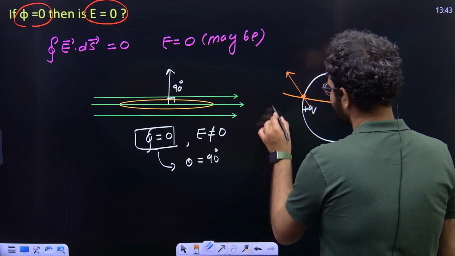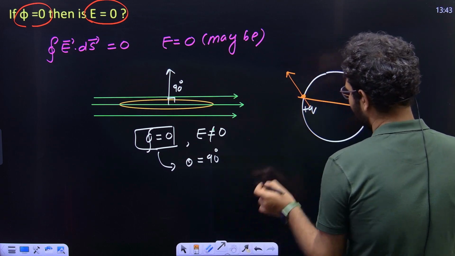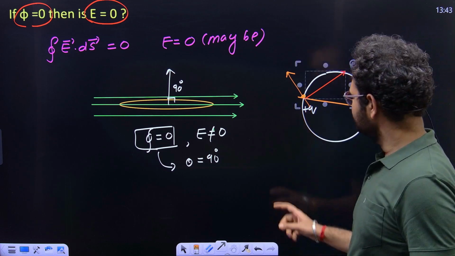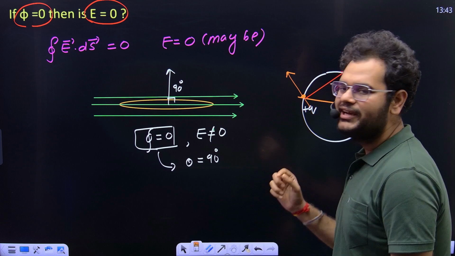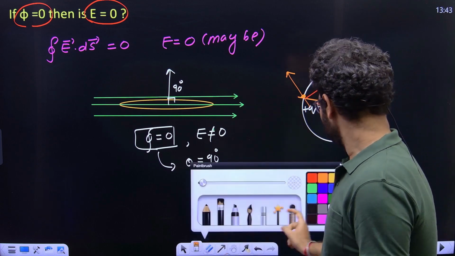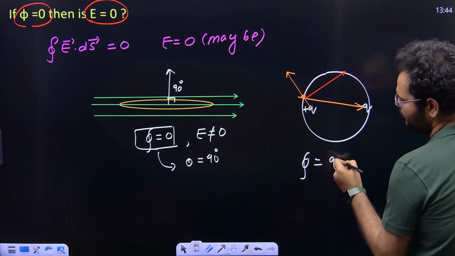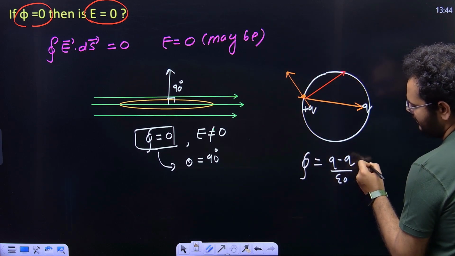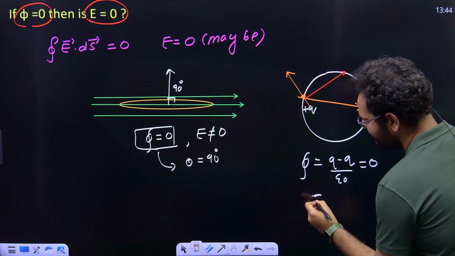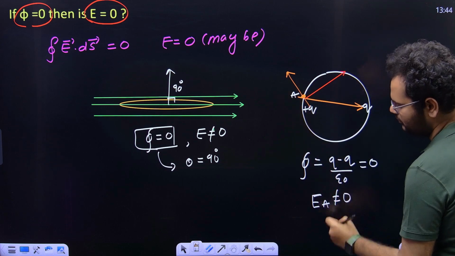If the net field, the resultant, is asked, how will the resultant look? The resultant will look like this. Yes sir, agreed. The resultant electric field at that colored point will look like this. Flux is 0 through the entire surface. Here you tell me, is flux 0 or not? Flux is 0, sir. Flux is equal to Q minus Q upon epsilon naught. It is 0. But is the electric field 0 at that point? No. Let us say this is point A. At point A the field is not equal to 0.